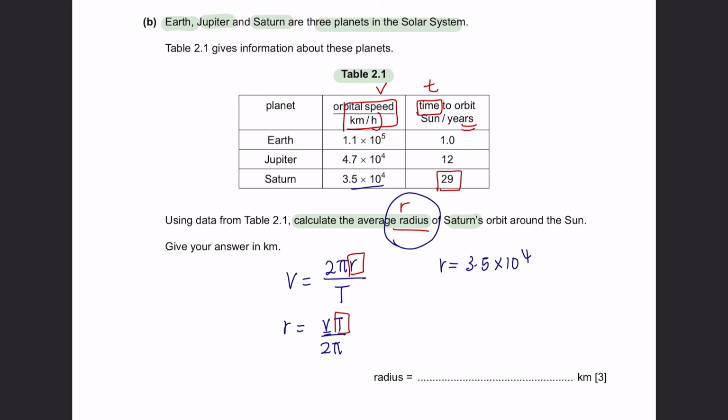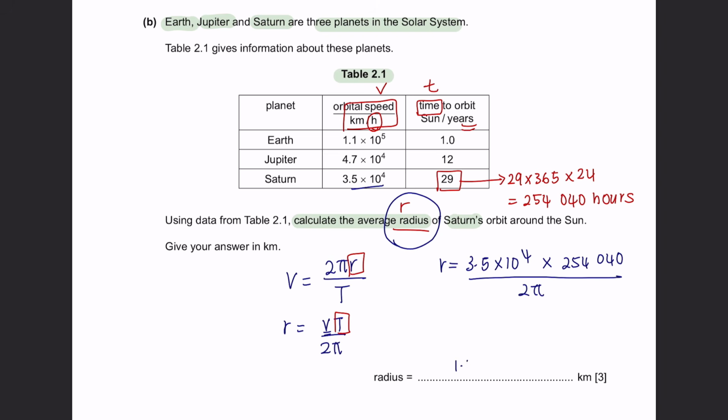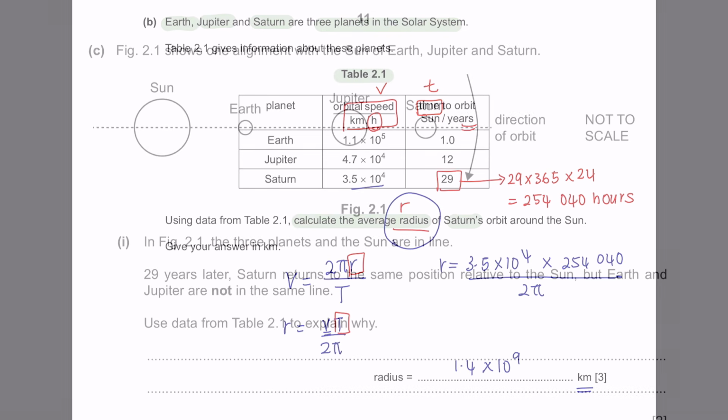However, the orbital speed is per hour, so we have to convert 29 years to hours, which is equal to 254,040 hours. And we'll divide this by 2 pi, and you will get a radius of 1.4 times 10 to the power of 9 kilometers.